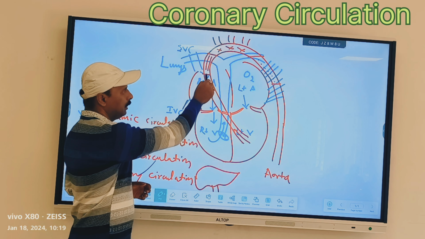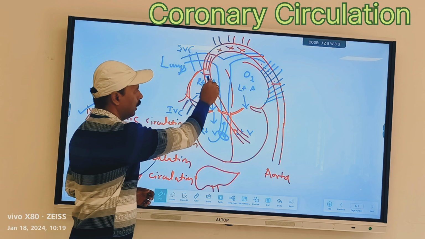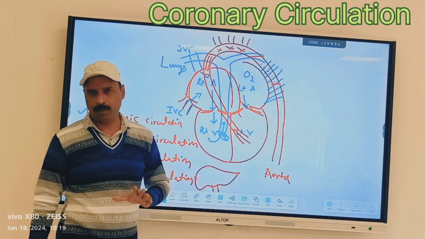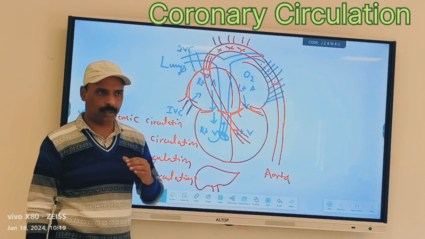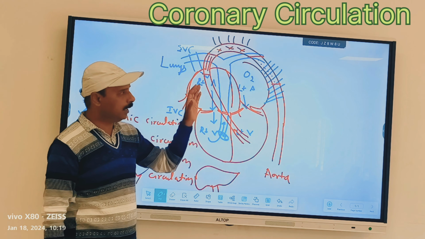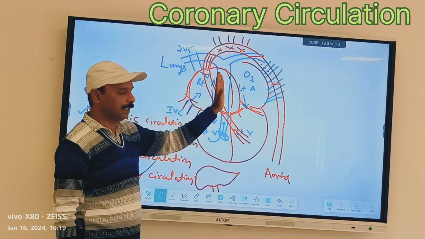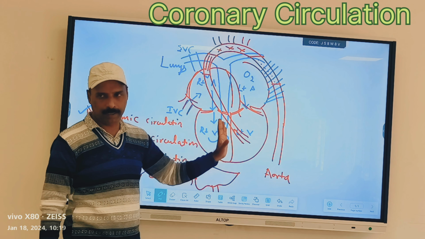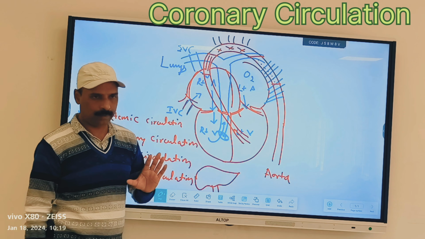Coronary circulation is the blood supply of the heart. This is the ascending aorta, which gives branches to the coronary arteries. Coronary arteries are the branches of the ascending aorta. These two arteries arise from the ascending aorta and supply the heart. The right coronary artery mainly supplies the right atrium and right ventricle, and the left coronary artery supplies the left atrium and left ventricle. So these two arteries are the major blood supply to the heart.